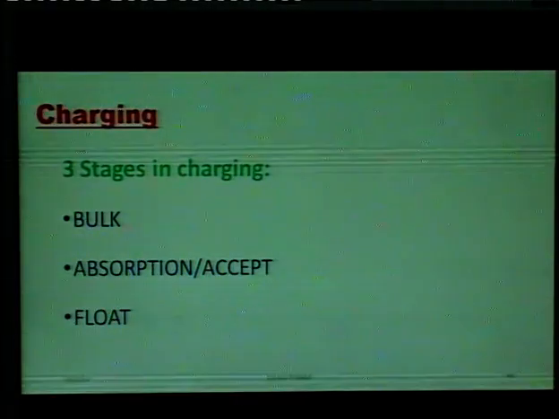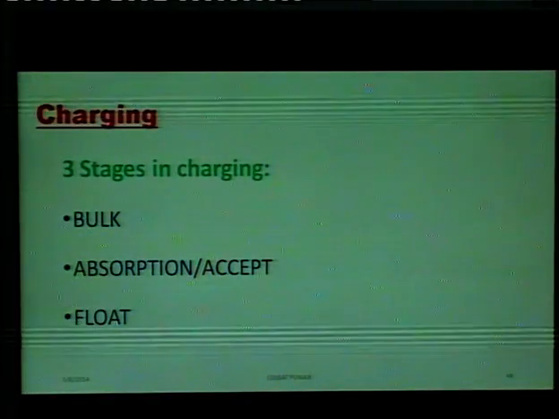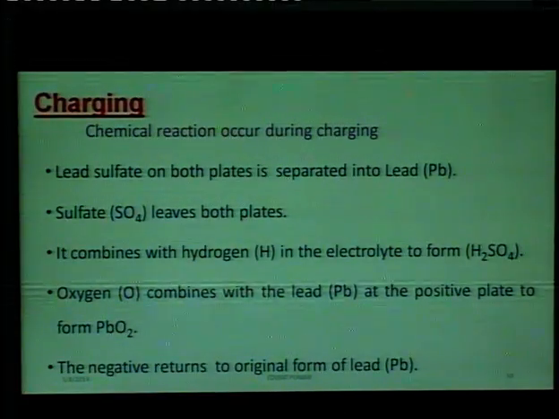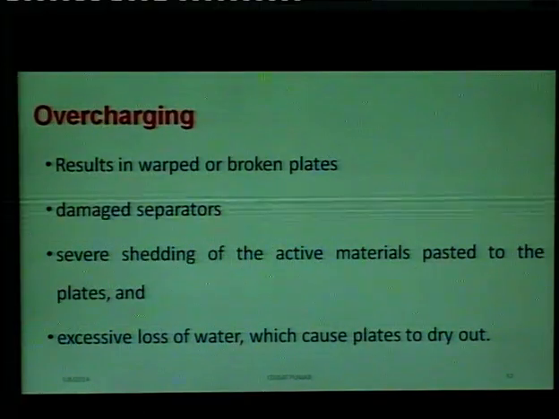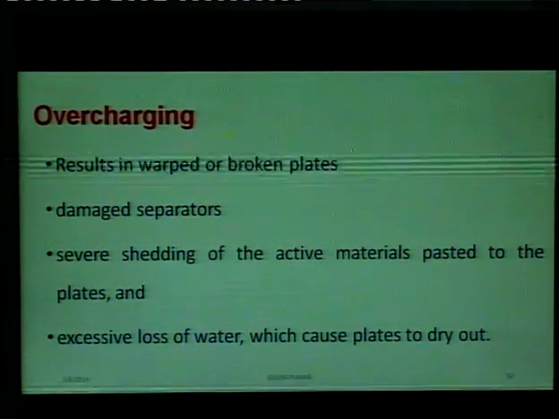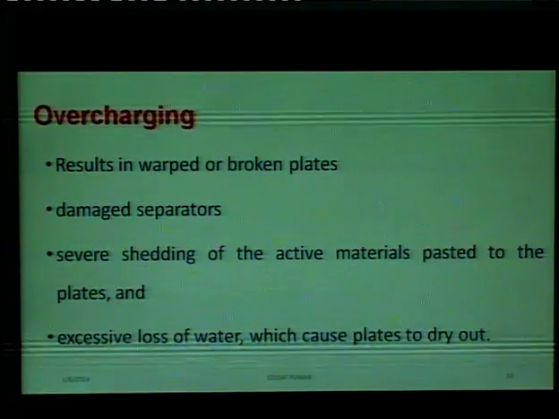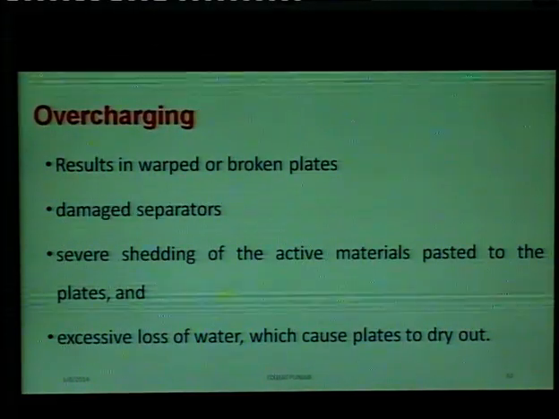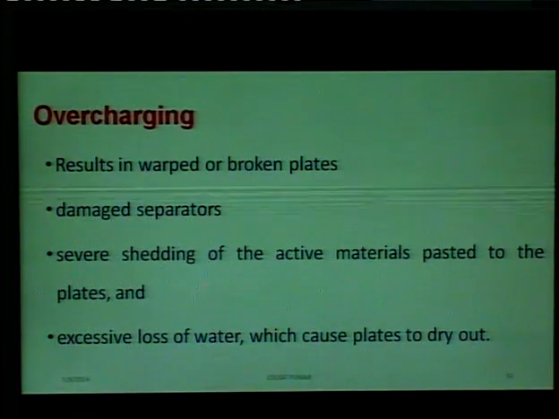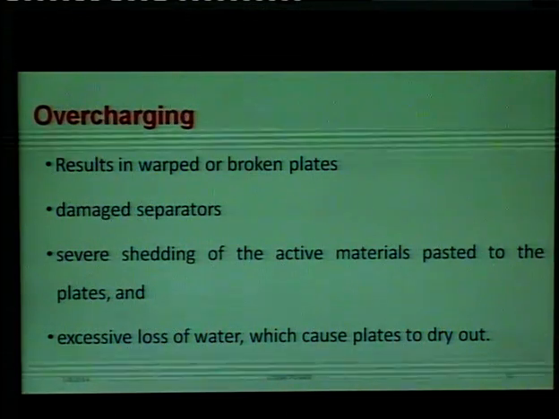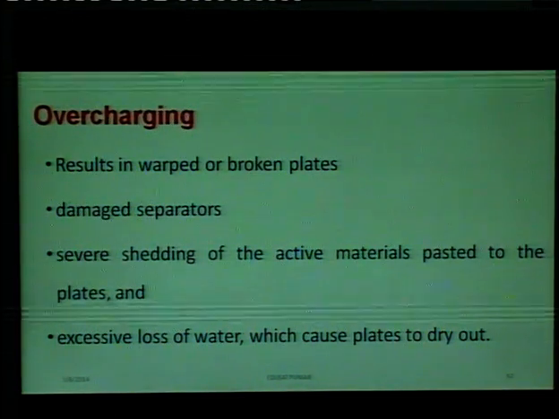So charging is taking place in 3 stages: bulk, absorption, and float. So charging means ਇਹ ਅਸੀਂ ਡਿਸਕਸ ਕਰ ਚੁੱਕੇ। Now what is overcharging? What are the effects of the overcharging? Overcharging results in warped or broken plates, damaged separators, severe shedding of the active materials, excessive loss of water which causes plates to dry out. So we should not do overcharging.